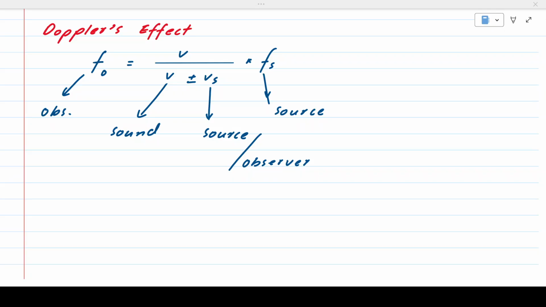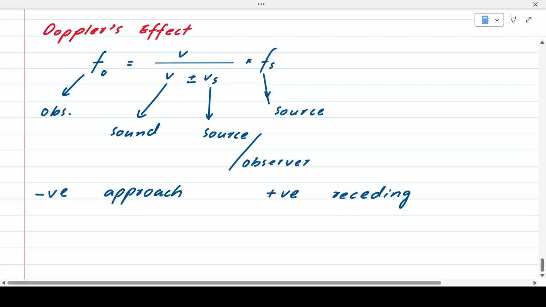If they are moving towards each other, or the source is moving towards the observer, you use the formula with negative sign, V minus Vs. If the source approaches the observer or the observer approaches the source, use the negative sign. If they are moving away from each other, they are receding, the source is moving away from the observer, then you use the positive sign.